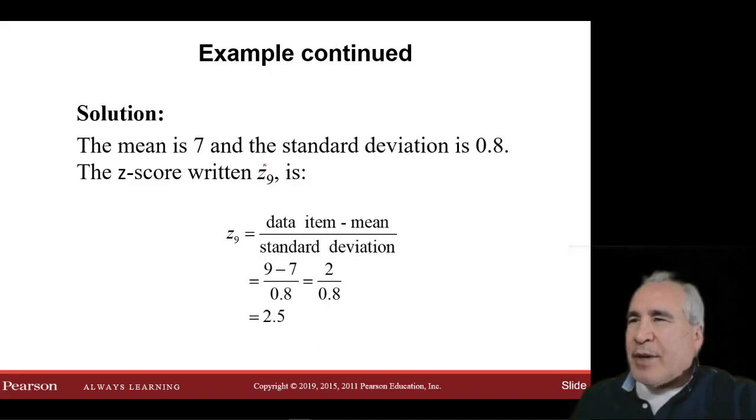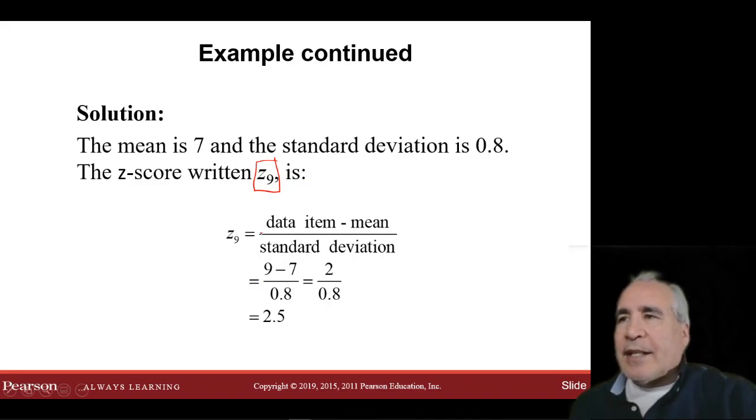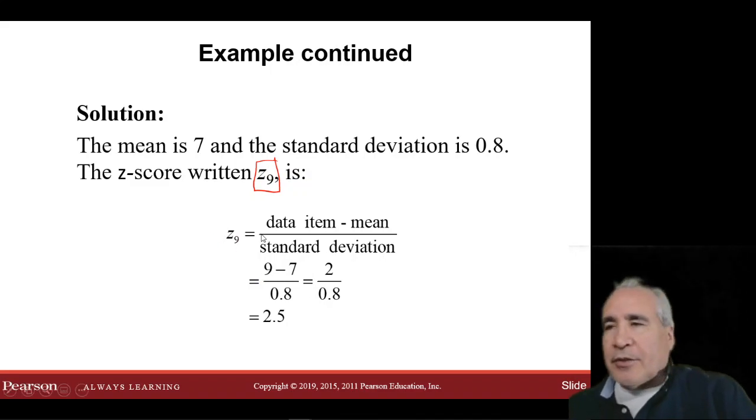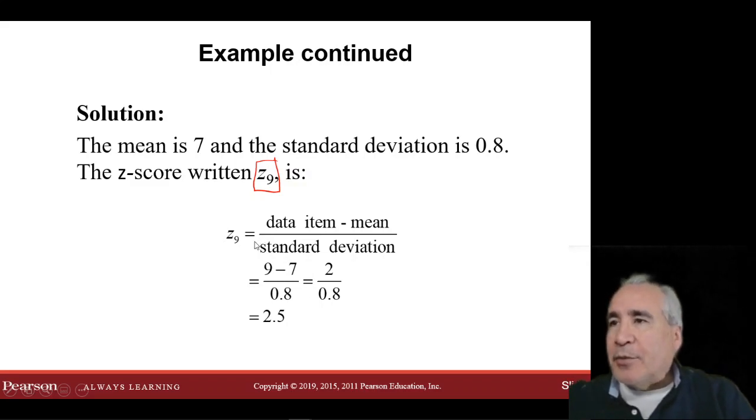And you can write, I haven't seen it written this way, but z of 9. 9 is our data. So you can connect it that way. It's kind of a nice little shorthand. Again, I've been teaching for 20 years. I've never seen that. But, hey, live and learn.